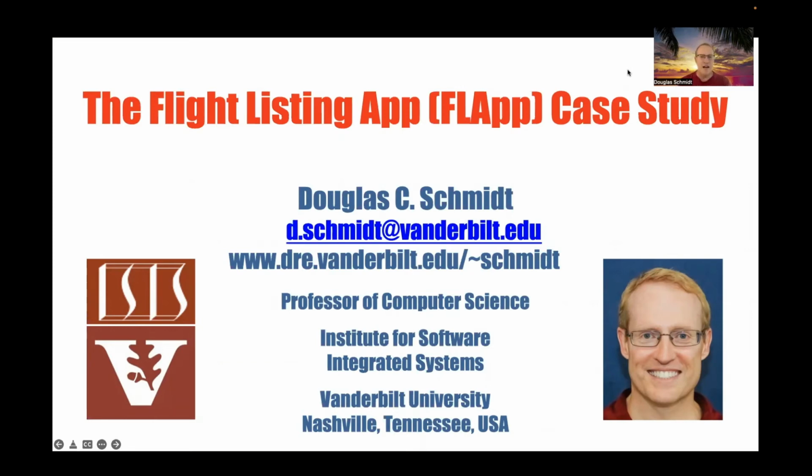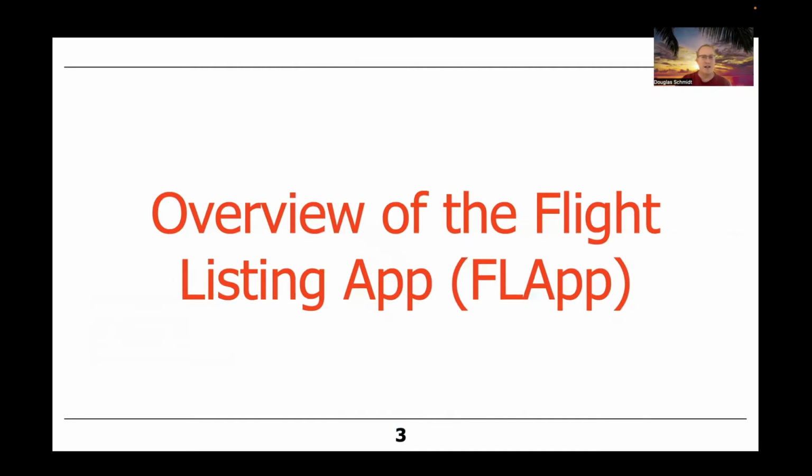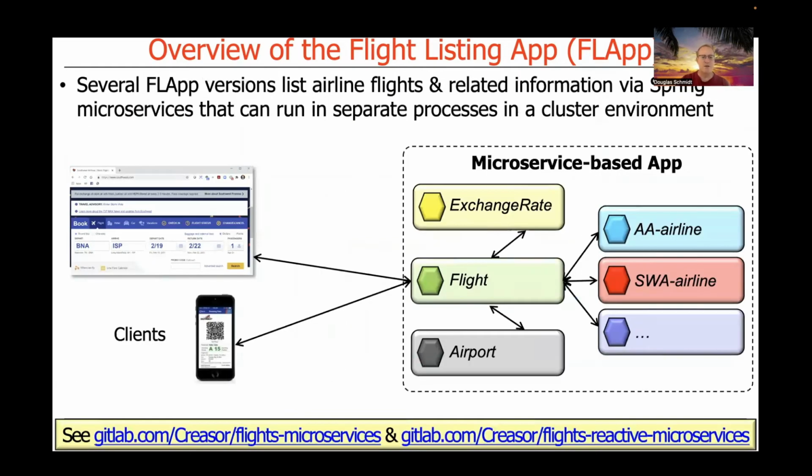So you undoubtedly will recall that we've talked before about FLApp, which is the flight listing case study. And I mentioned that there were a couple different variants of FLApp. And we talked before about the client side of things, where you can use an Android client, or you could use some kind of web-based client to make requests onto the back-end servers or services.